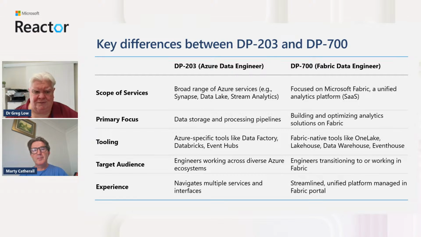And of course, the target audience in this case is the people who are transitioning across. But what you've got is a move across into 700. As I said, don't get the idea the other products are disappearing. They're not. But it's important to know how to do the engineering inside Fabric. And so, Marty, tell us more about Fabric.